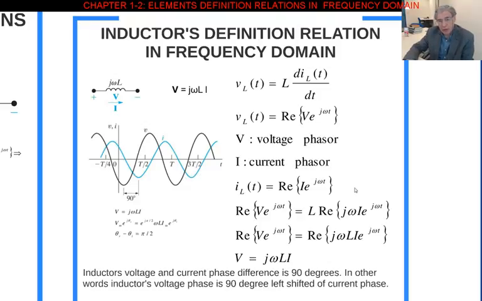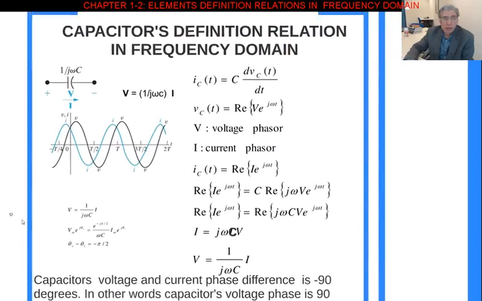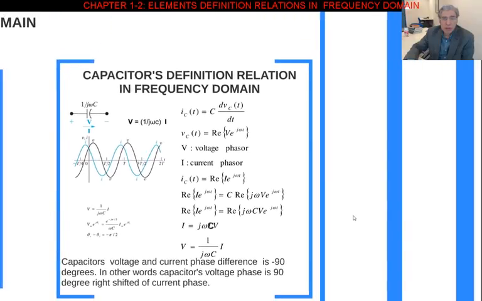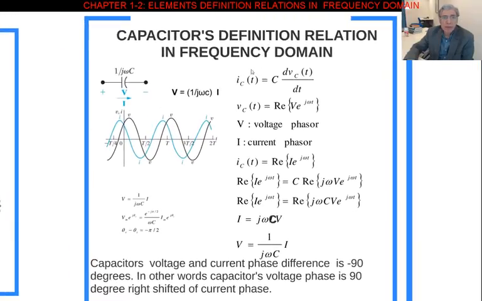Okay. So the next element is the capacitor. The capacitor is here, and its definition relation is given here in the time domain. Since the current and voltage of the capacitor for the particular solutions are sinusoidal functions, we can replace those functions with their phasor forms. So here you are: the phasor of the current multiplied by e to the power j omega t, and the real part of it gives you i_C(t). Similarly, v_C(t) is equal to this.